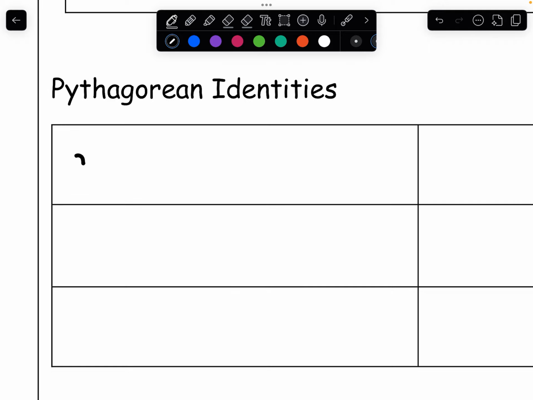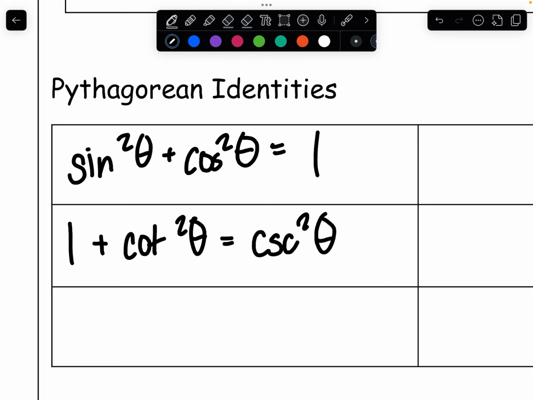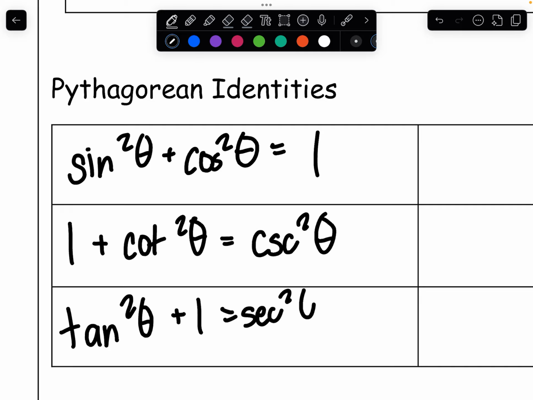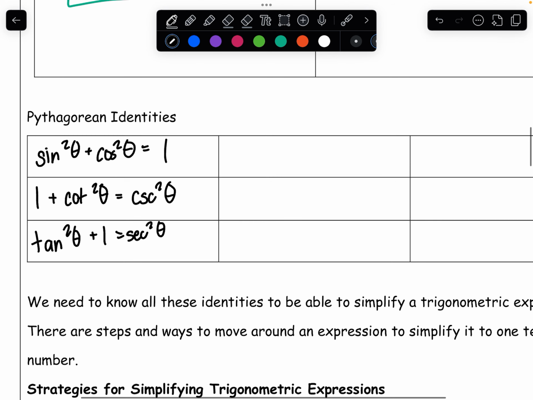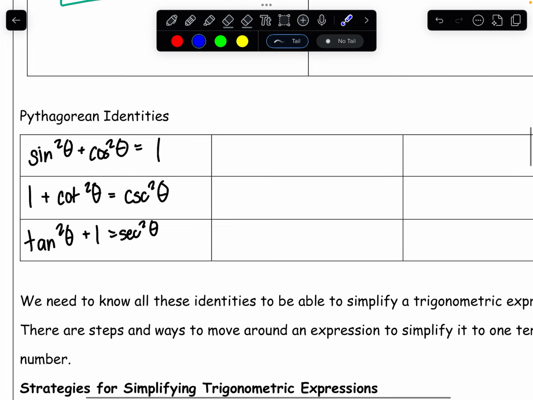So we get sine squared theta plus cosine squared theta equals 1. 1 plus cotangent squared theta equals cosecant squared theta. And then finally, tangent squared theta plus 1 equals secant squared theta. Now, we did this on the other page, but we're now just going to have it all together. We can move these over to the other side to find out different pieces of information.